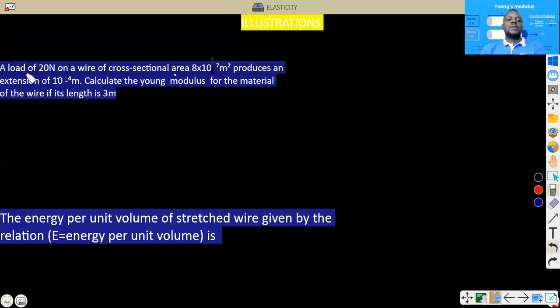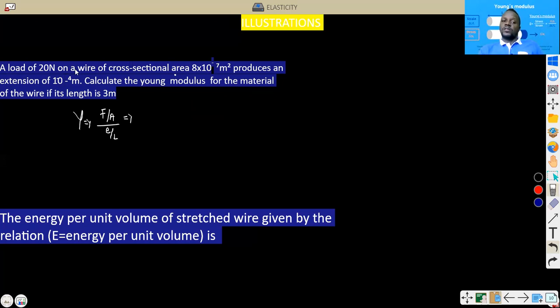Now we have a load of 20 Newton on a wire. You can see this wire now, very good. A load of 20 Newton on a wire of cross-sectional area 8 times 10 to the negative 7 meters square produces an extension of this. Calculate the Young modulus of the material. The Young modulus formula is known by us. Young modulus, Young is Y. You can see it's stress by strain. I'm going to say F by A, remember this? Stress over strain, extension E over what? The actual length. We've discussed about this.